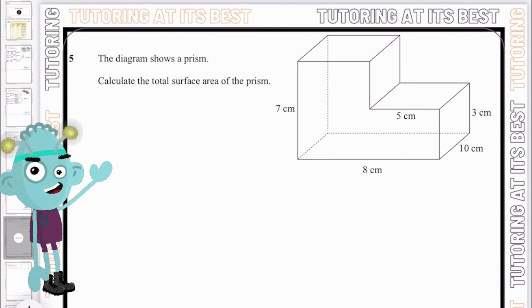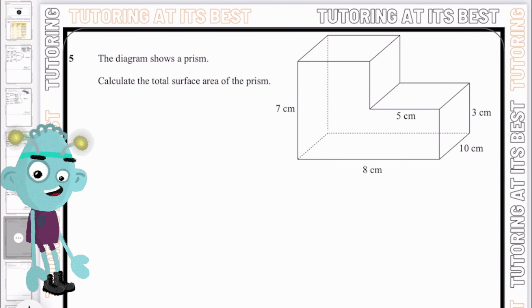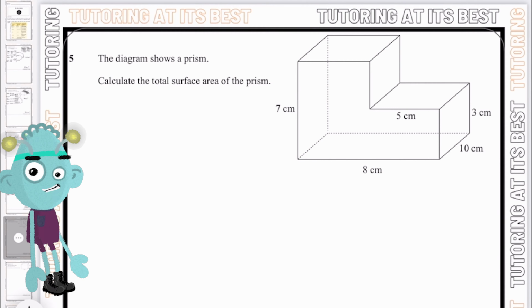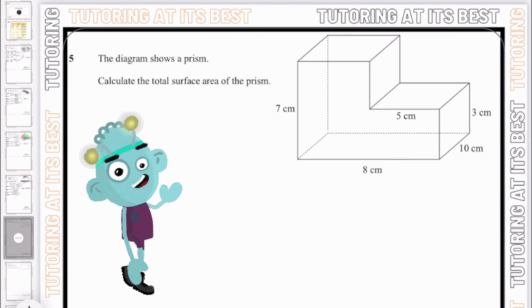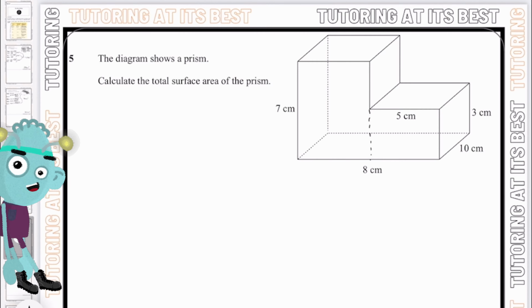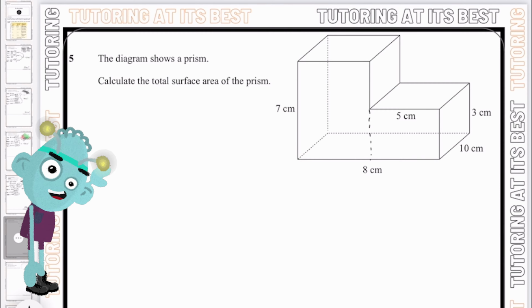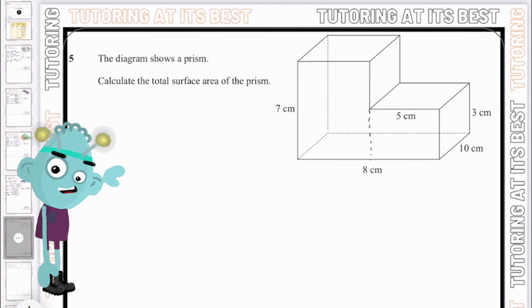Okay, let's get started. So now we have a total surface area of a prism, and you can see this is a compound shape. So what is a compound shape? A compound shape is a shape made up of more than one shape put together. For instance, we can simply divide this shape here, again forming 2 cuboids. And by doing so, we can then work out the area of 2 faces and then put them together.